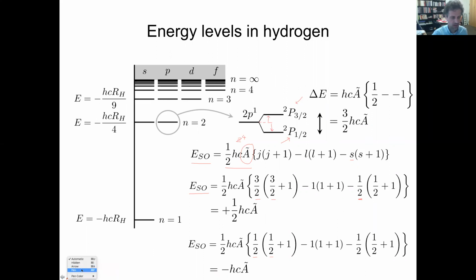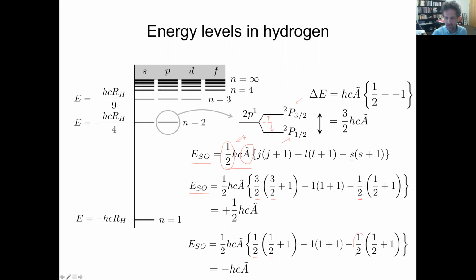There was a question about what this half is. This half is just part of the derivation we did last time. The spin orbit coupling energy is just this expression right here. We derived it last time. You can go back to the notes and you'll find the same expression there. So it's just implicit in the derivation. This half is just part of it.